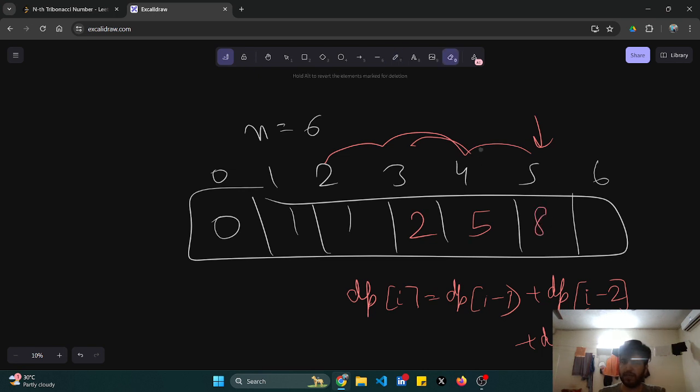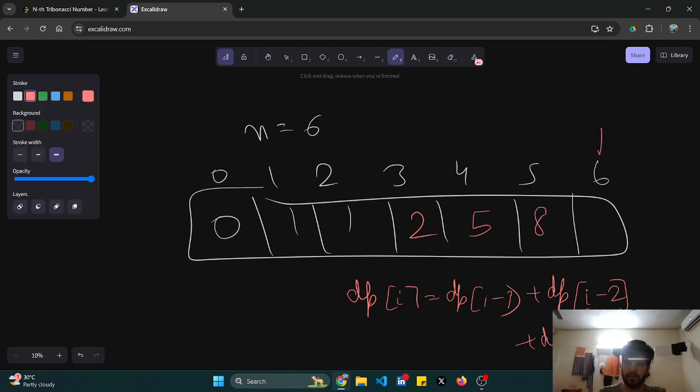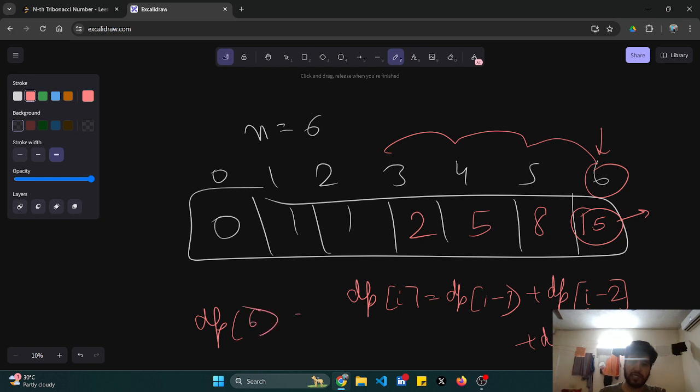Seems nice. I'll come to this index. What I'll see, last three terms, this. So 8 plus 5 plus 2, that is 15. And at last, what I'll return? dp of n. So dp of n means dp of 6. So that will be returning my answer. Yes, 15 is my answer.